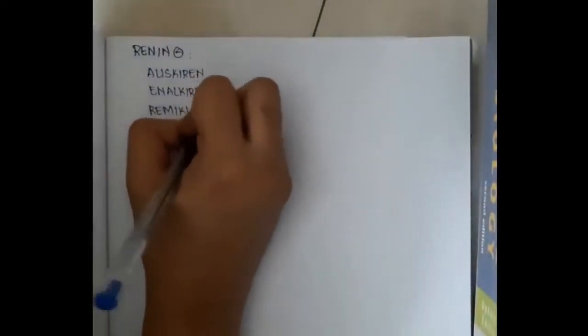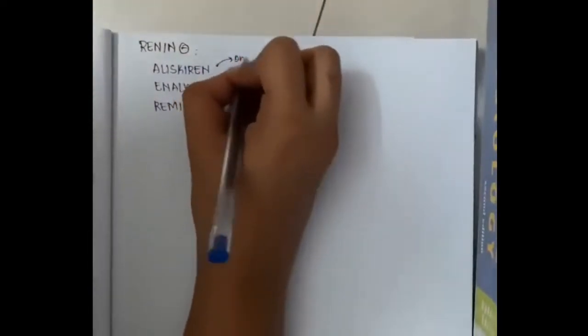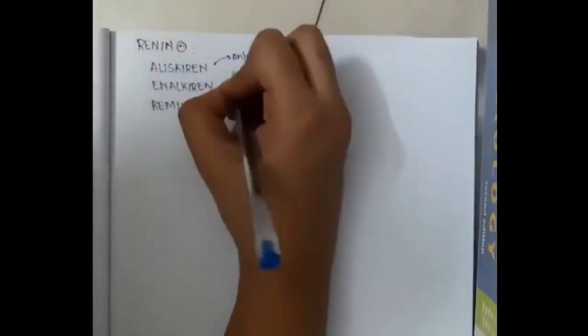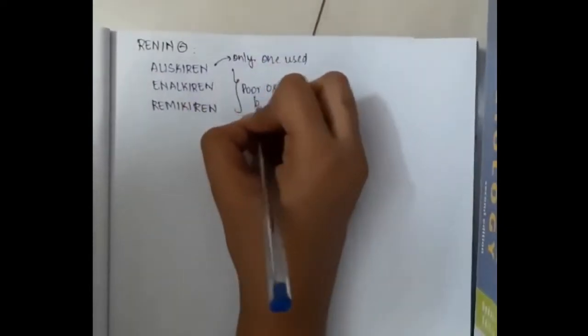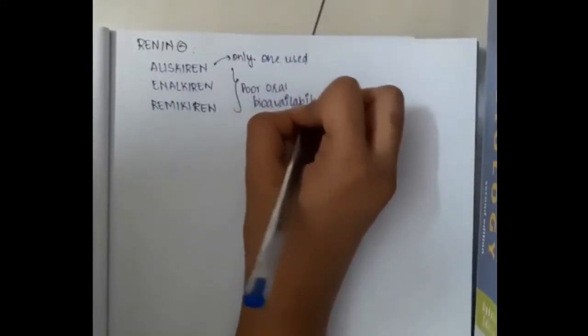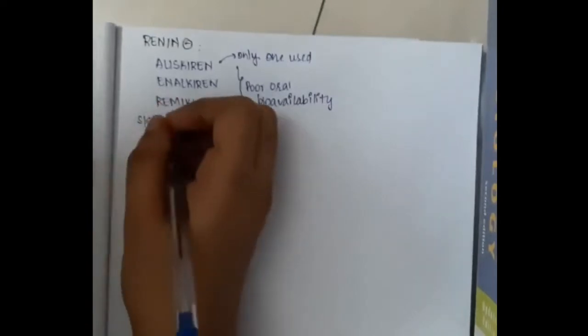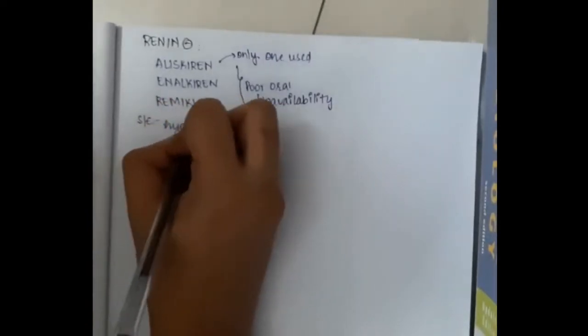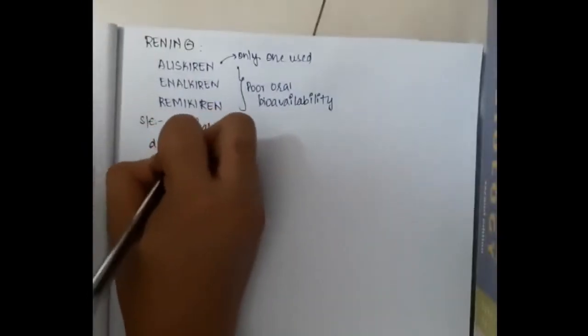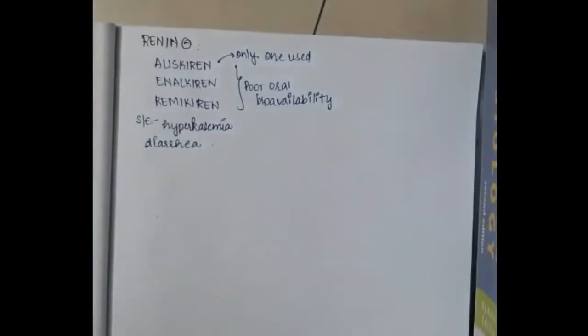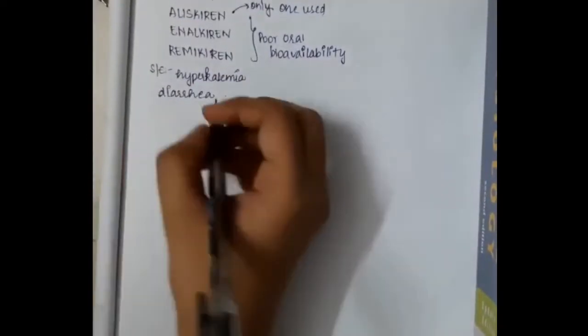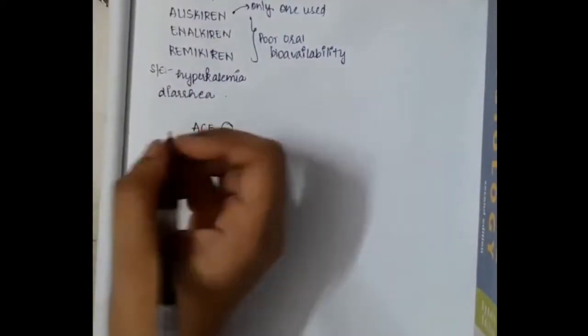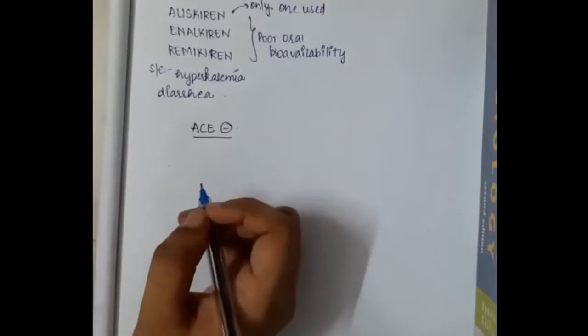enalkiren and remikiren. Of these, aliskiren is the only one used. All of these have poor oral bioavailability, so they are not used much. Aliskiren is the only one used. Side effects of renin inhibitors are hyperkalemia and diarrhea. Then we have angiotensin converting enzyme inhibitors.